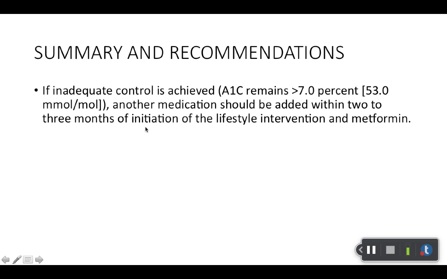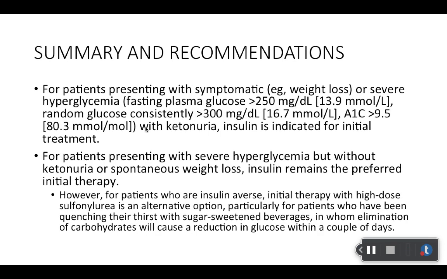This is just saying that you wait 2 or 3 months. Like I said, that's the reason I like that ADA algorithm that I showed you a few slides back, that tells you, if you met your goal, good. If you haven't met your goal, at 3 months, do this.